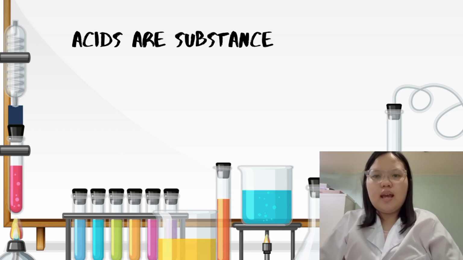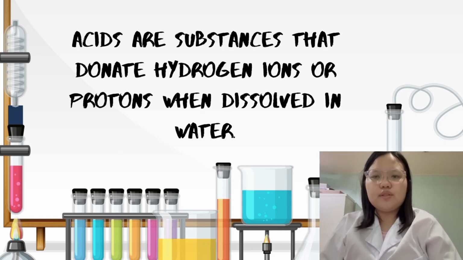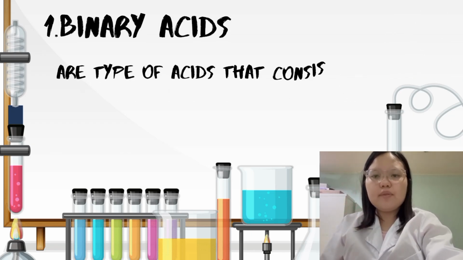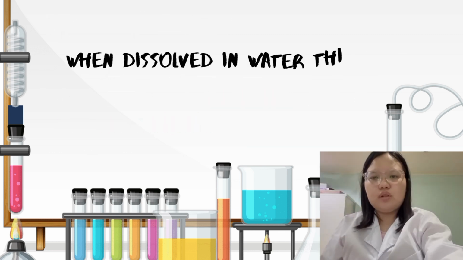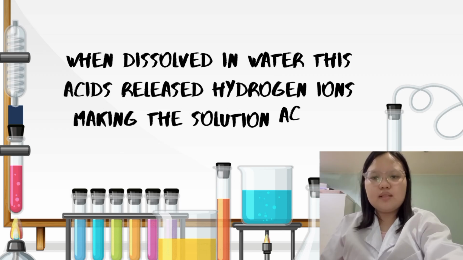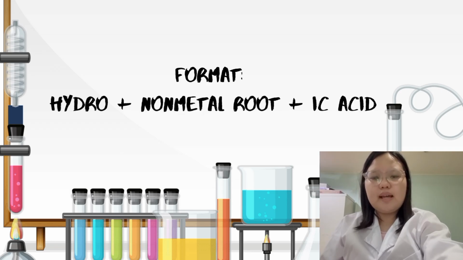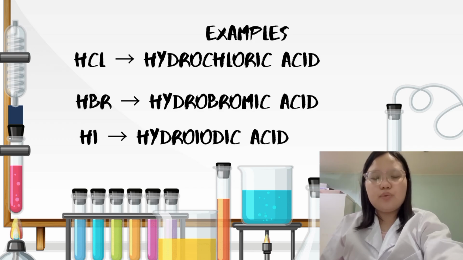In chemistry, acids are substances that donate hydrogen ions or protons when dissolved in water. There are two main types. Binary acids are a type of acid that consists of two elements, which are hydrogen and a non-metal element. When dissolved in water, these acids release hydrogen ions, making the solution acidic. The format is hydro plus non-metal root plus IC acid. The examples are hydrochloric acid, hydrobromic acid, and hydroiodic acid.